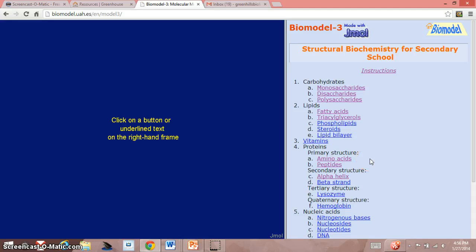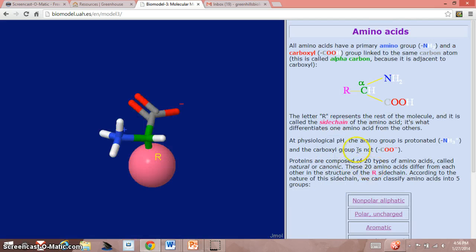It asks us, we're on the second last page, just before question number 8. It asks us to go to amino acids. Now I want you to read through this material over on the right hand side. You can pause this so that you can read through it.